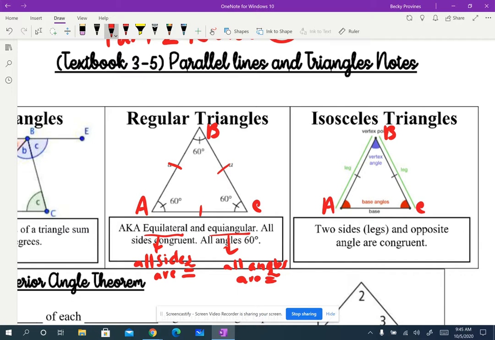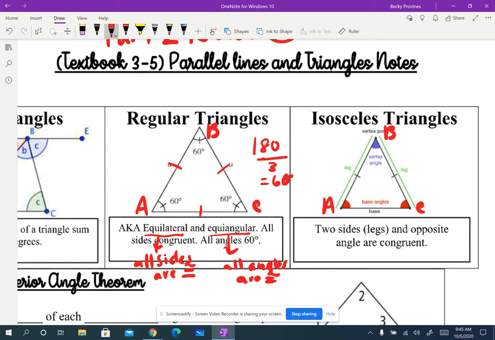So when the triangle is regular, every single time, every angle is 60 degrees. And that is because a triangle always equals 180 degrees, and there are 3 equal angles. So when I divide that, each angle is 60 degrees.